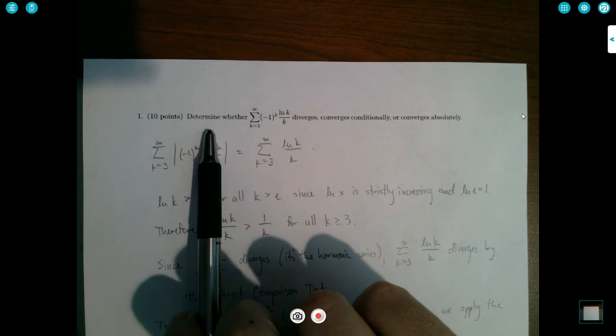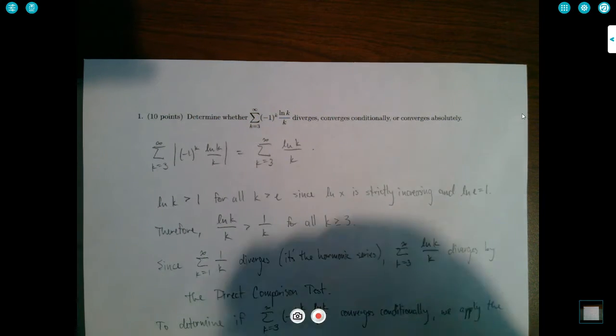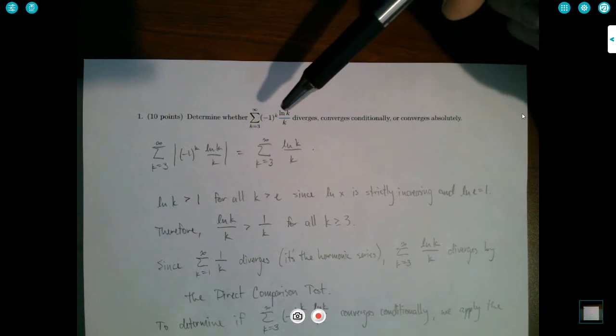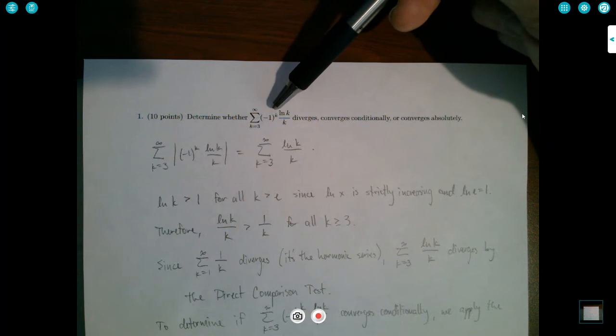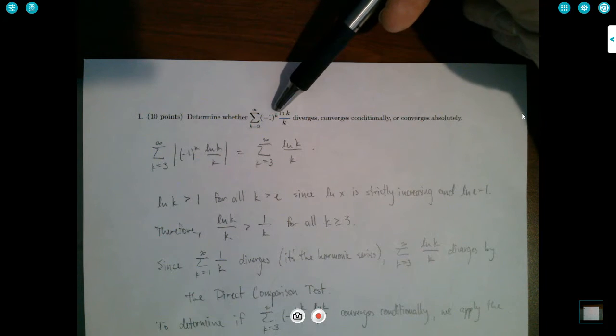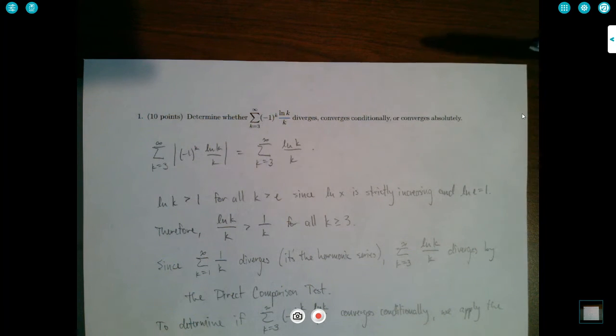So we're supposed to determine if this series diverges, converges conditionally, or converges absolutely. And you should notice right off the bat that it's an alternating series, right? When k is odd, the terms will be negative. When k is even, the terms will be positive. So for an alternating series, the first thing you need to do is test for absolute convergence.